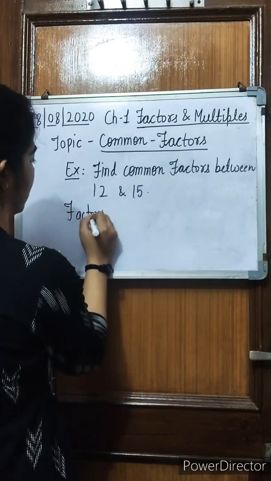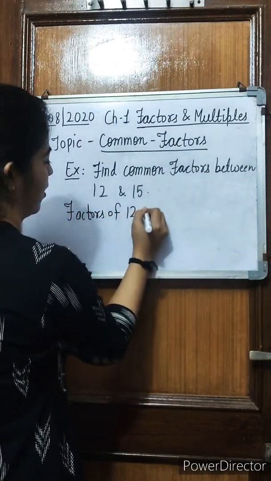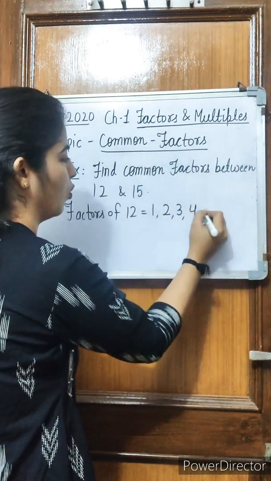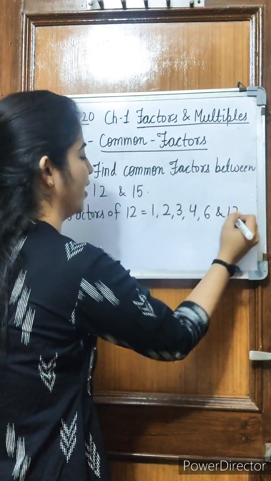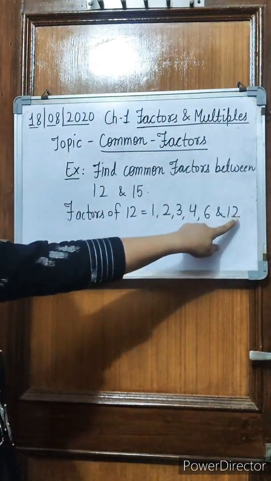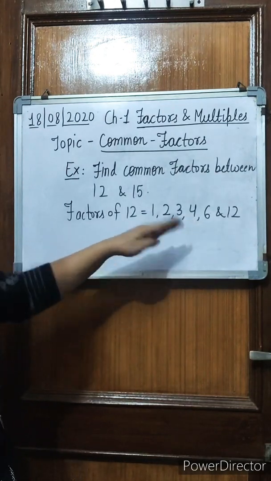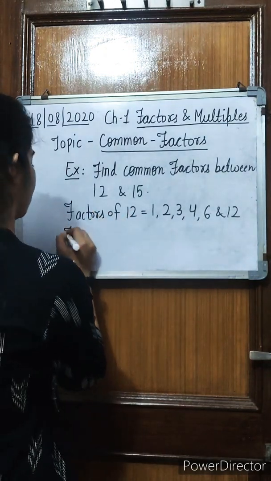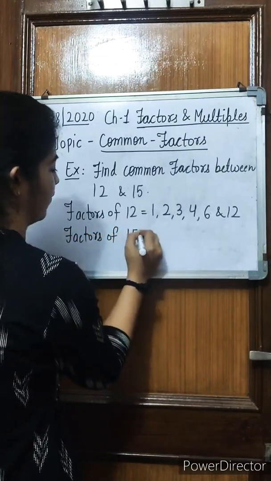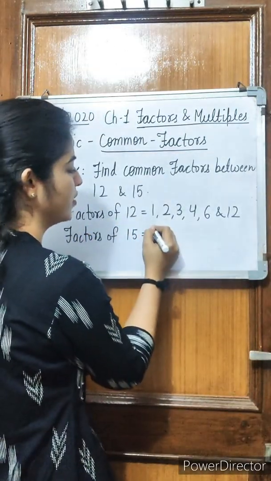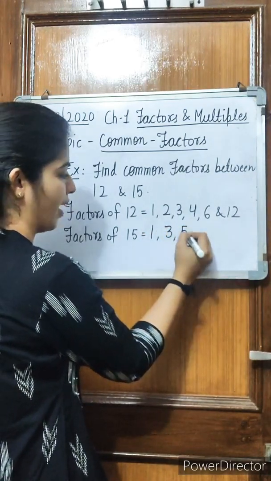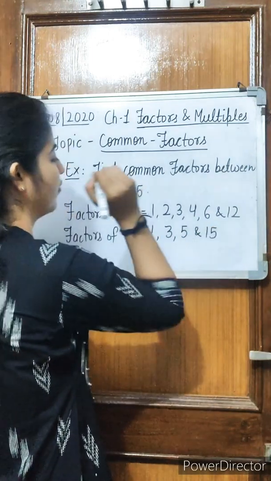As you know, the factors of 12 are 1, 2, 3, 4, 6 and 12. It means that 12 comes in the table of 1, 2, 3, 4, 6 and 12, and these are the factors of 12. Now we will write the factors of 15. 15 comes in the table of 1, 3, 5 and 15.